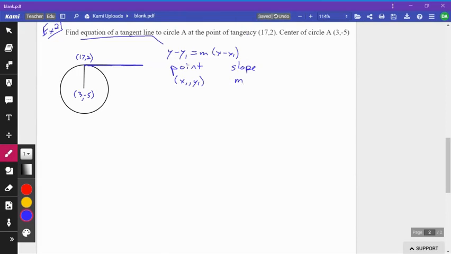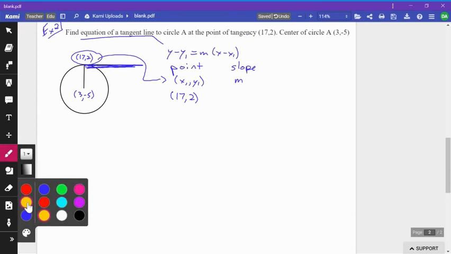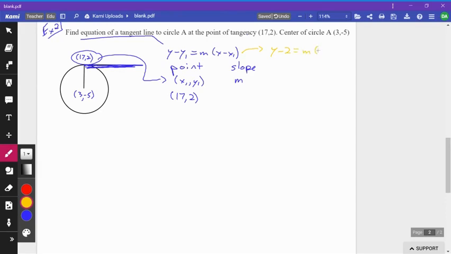So remember, the point that's already on the line is 17, 2. So that is going to be my point. I just got to find the slope. So right now, with all of this information, I have my equation of the line is going to be y - 2 = m(x - 17). So I know that's x1, y1 because that's the point on the actual tangent line. Now the slope is the tricky one. The radius and the tangent line have a relation in which they are perpendicular.